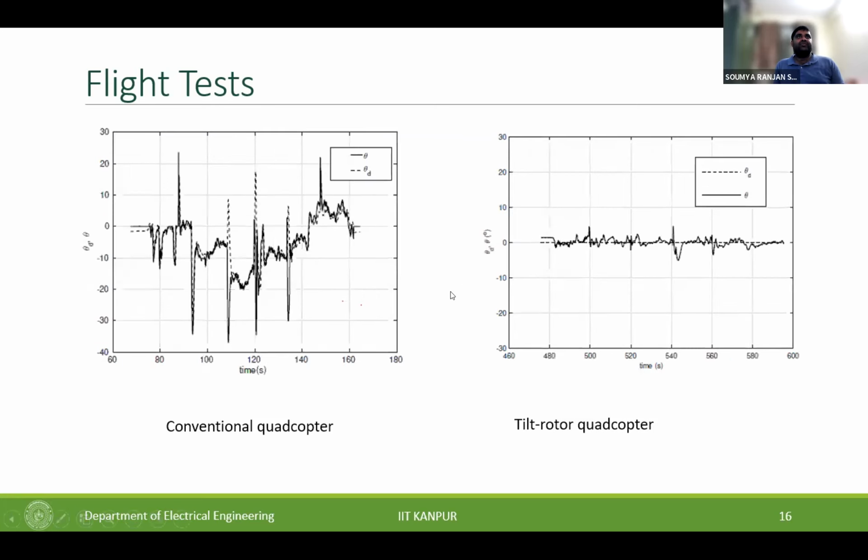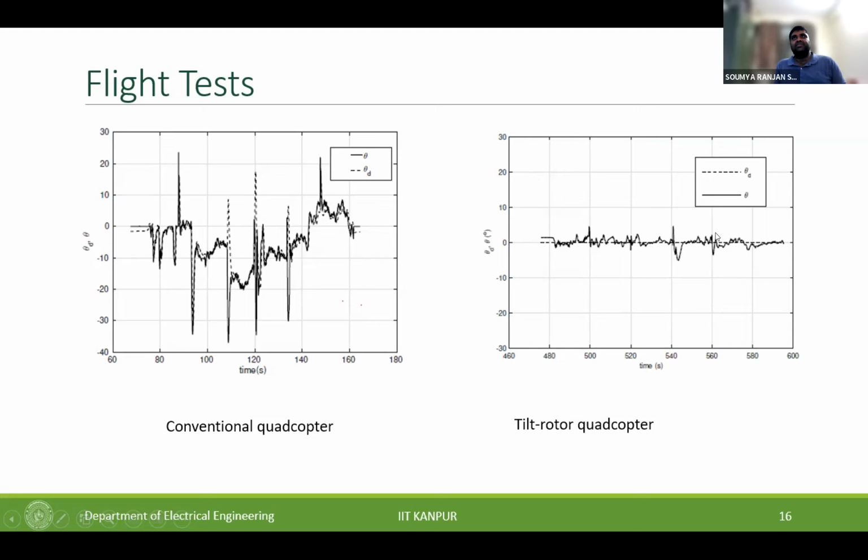A similar behavior is seen for pitch as well. In the case of conventional quads, the pitch angles go as high as minus 40 degrees, and on the other side, they go as high as 25 degrees. But in the case of a tilt quad rotor, you see that the pitch angles are very low. And at times there are high pitch angles. This is coming because of certain wind disturbances that we had during the flight.